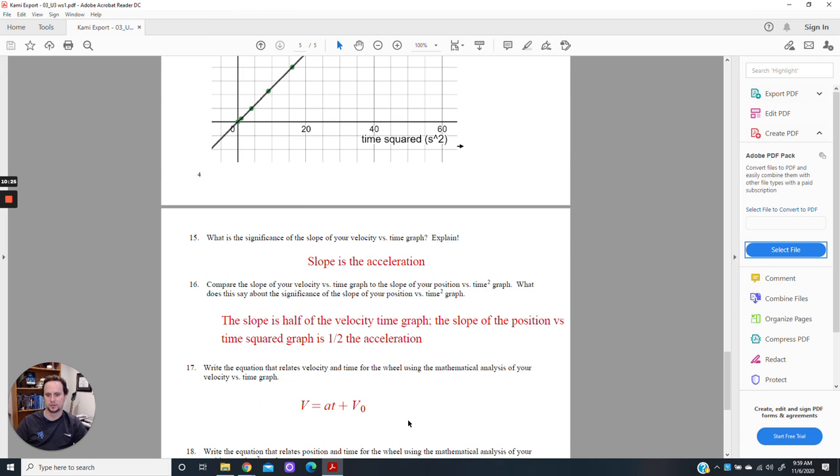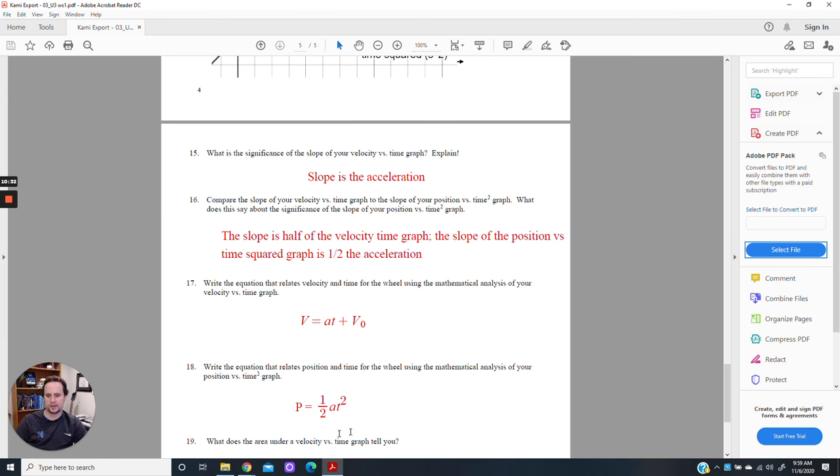So I come up with an equation. We already did this one up above for that graph. And for the other graph, I come up with this equation. Position equals 1/2 acceleration times time squared.